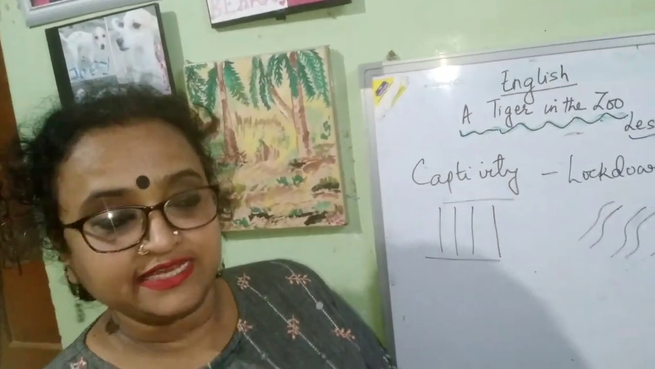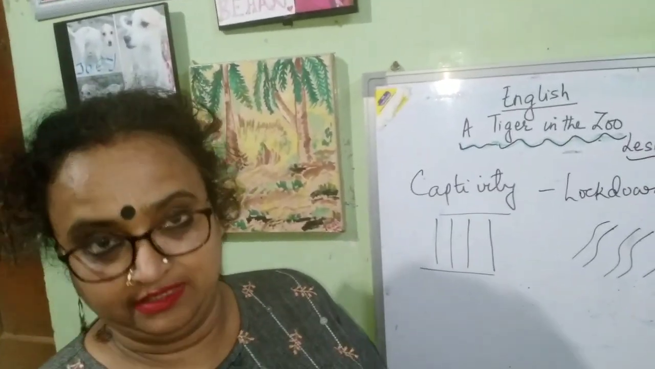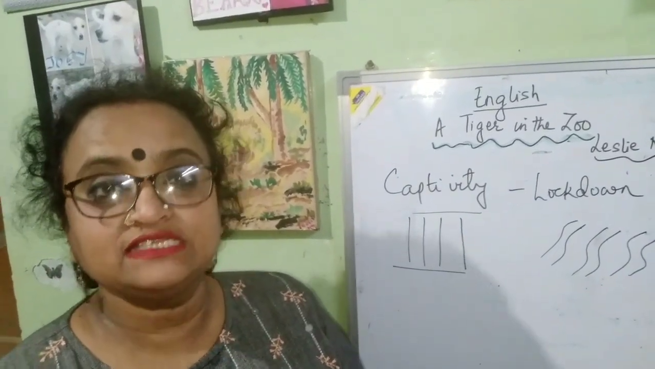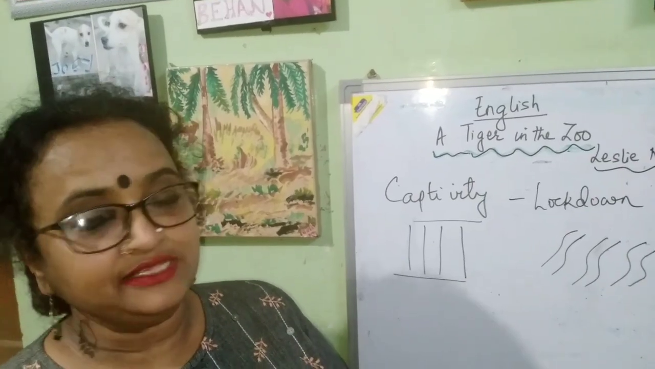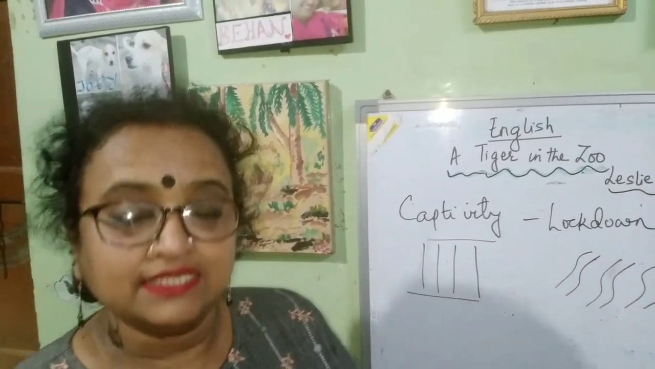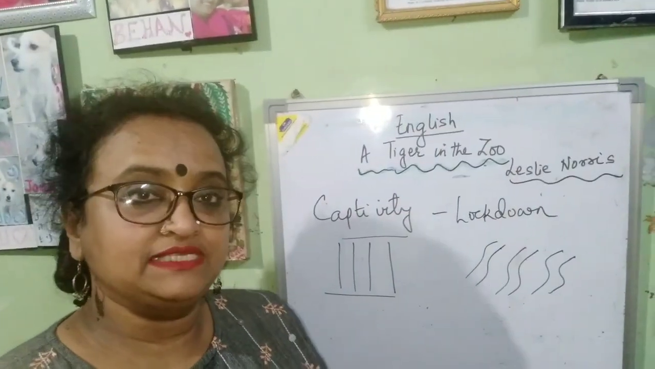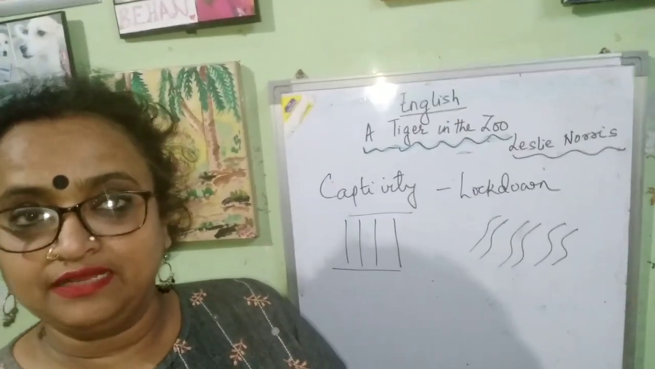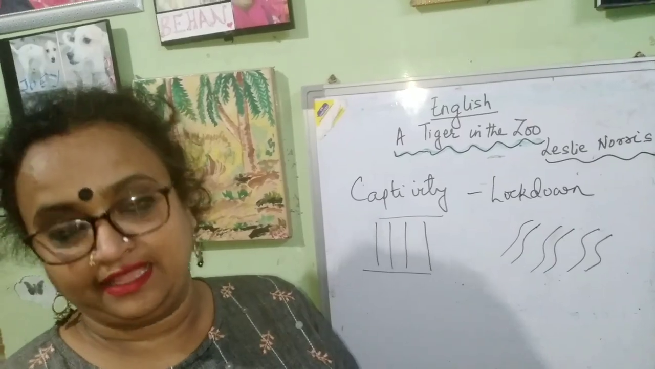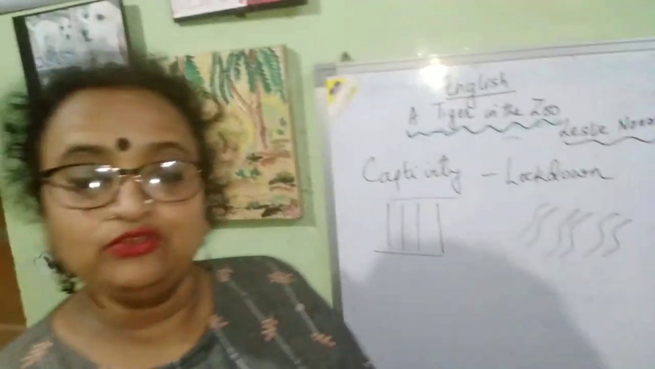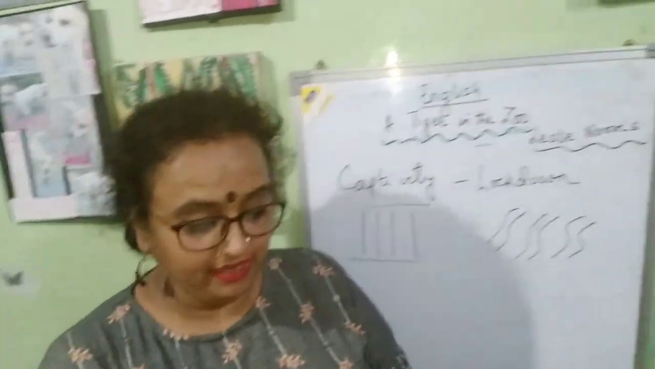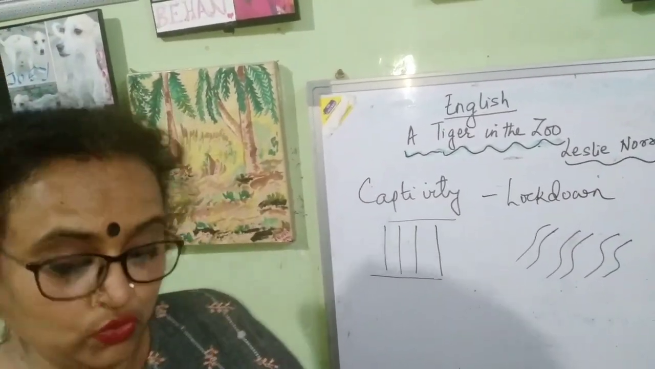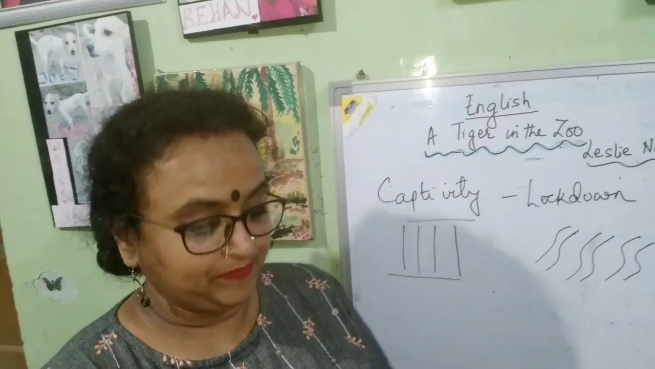Now the tiger's natural habitat is the jungle, where he can rest, where he can pounce upon his prey, where he can enjoy his freedom. But once we keep animals in captivity, it is like taking away their freedom and their natural life. So nobody would like to live in captivity. So let's compare the life of the tiger in the zoo and in the jungle.